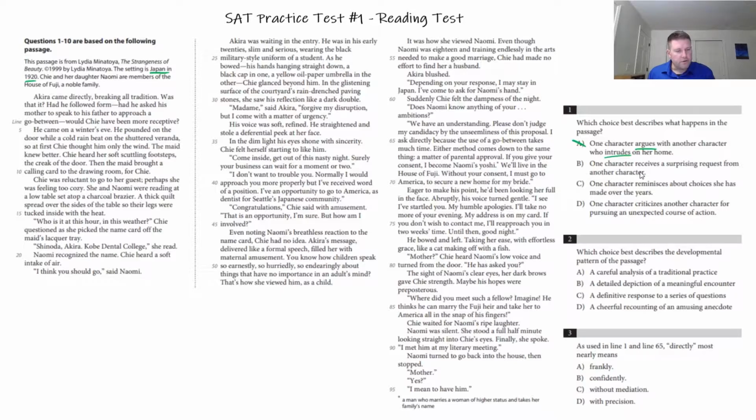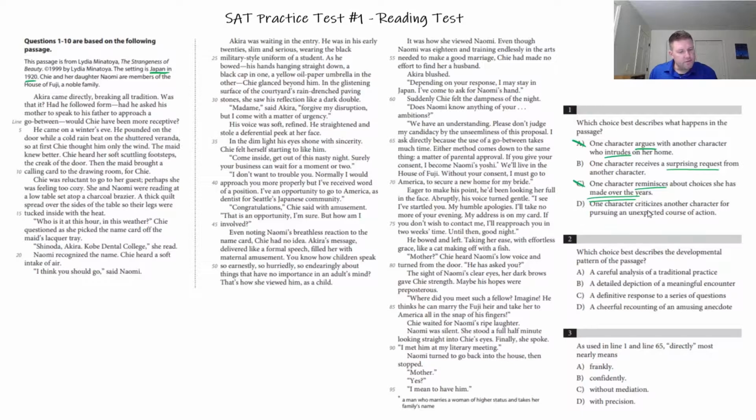And then B, one character receives a surprising request from another character. Did that happen? Yes, the mom was pretty taken aback, right? And it was really unusual for him to approach the mother directly because, again, he was supposed to hire a mediator. So B actually works. Let's leave it around. And then going through C here, reminisces about choices he has made over the years. No, this is sort of immediately after in terms of this part right here. He's just sort of reflecting on the entire experience in that first paragraph, which we'll get back to in a second. But reminiscing over the years, not really, right?